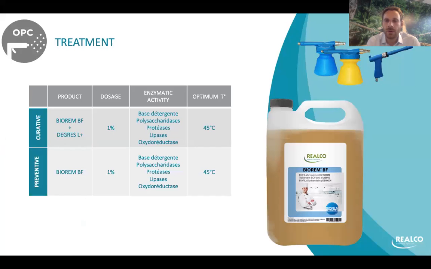So the idea is just to use that product directly from the gun you see on the slide. And that gun can be directly connected to a dilution station that you have in the kitchen. Most kitchens are equipped with that kind of thing. So it's really easy to use the product, and you are sure that you can control the problems.